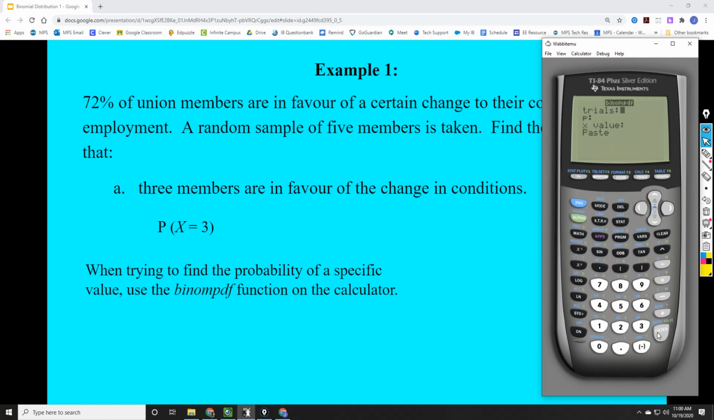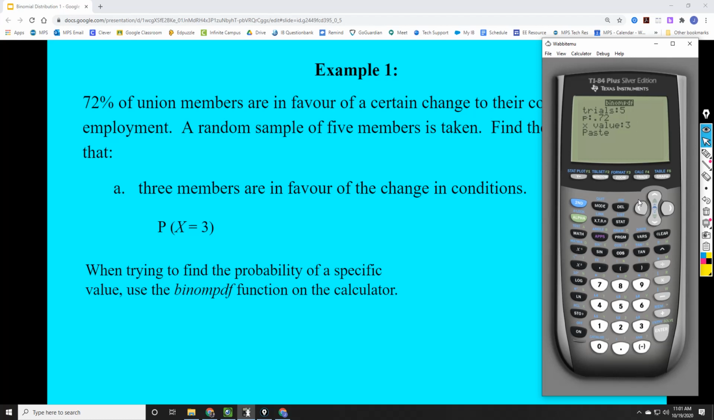So on this updated operating system, you can see that I can put in my number of trials, my probability of success, my X value, which would be the number that we want, essentially our number of successes, our R, and then finally that'll paste it into the general formula. If you have an older operating system, you would separate these 3 things by commas. So again, our trials we know is 5. Our probability of success is going to be 0.72. And then the number of successes would be 3.